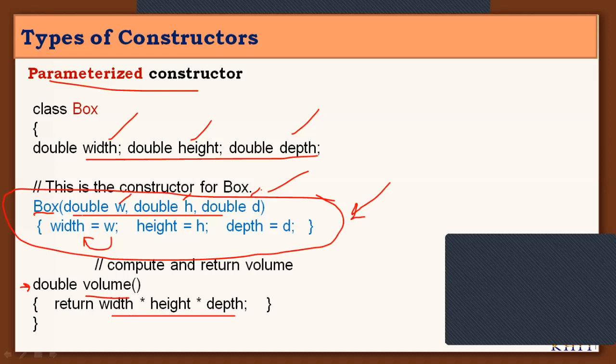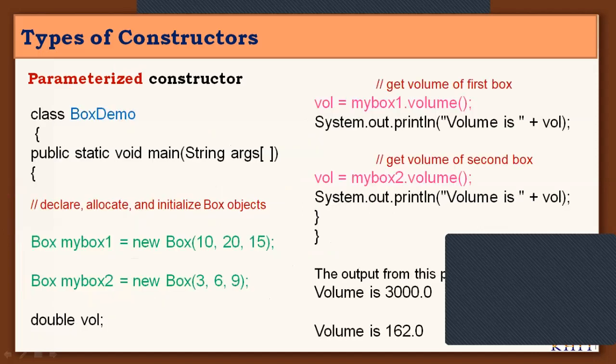And here the representation and usage of this parameterized constructor is, you can give values for these instance variables of a class at runtime when you are creating an object of this class. When you are creating an object, you can simply pass values that initialize these instance variables of the class for calculating the volume of the box. Okay, understood?